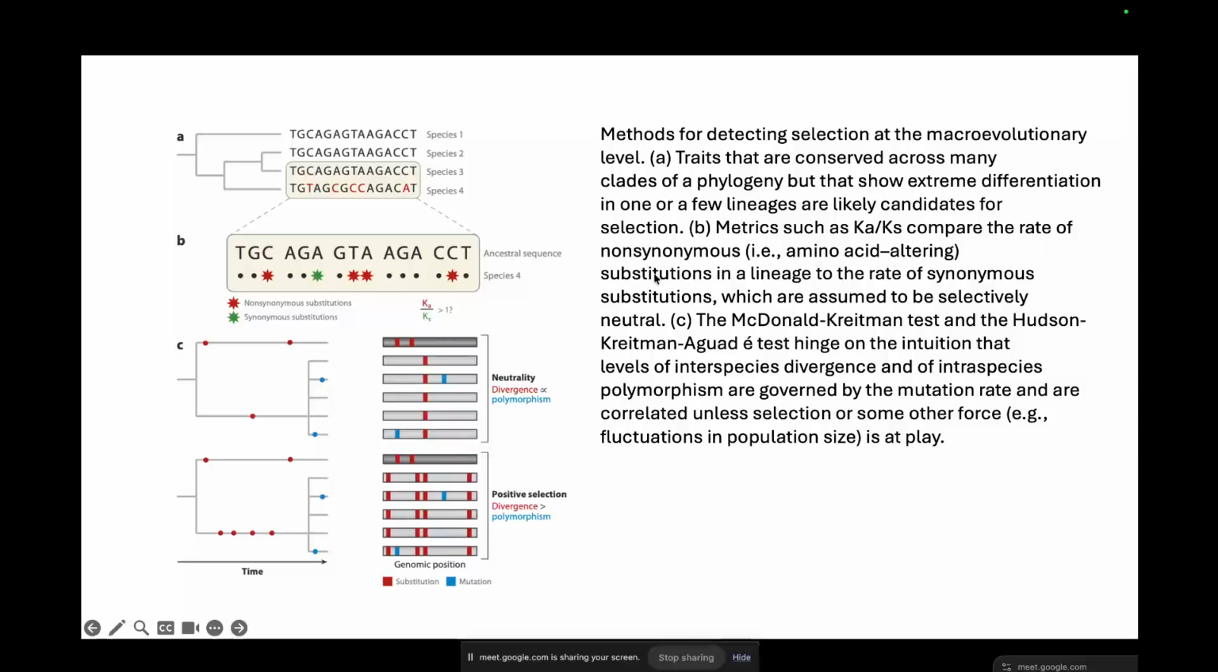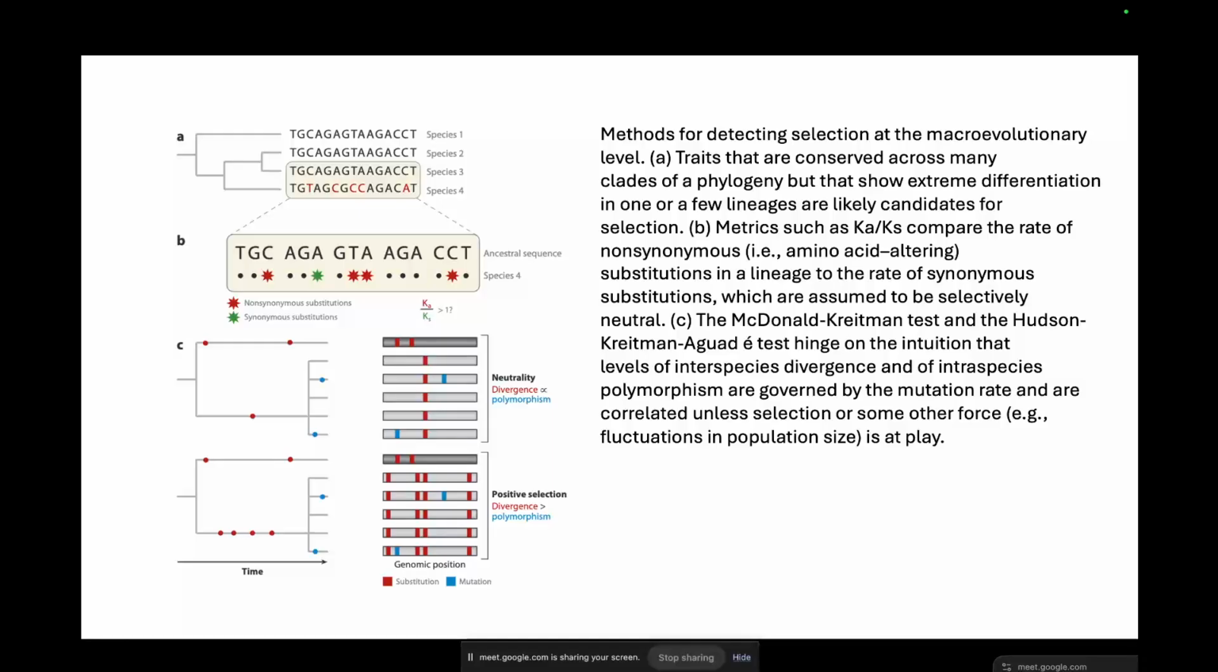as I was saying, comparing the rate of non-synonymous changes, which alter the amino acid, versus synonymous changes, which do not change the amino acid. You can use this, and there are a couple of tests, firstly the McDonald-Kreitman test, which we are going to talk a little bit about, and also the Hudson-Kreitman-Aguadé test. They hinge on the intuition that levels of interspecies divergence and intraspecies polymorphism are governed by mutation rates and are correlated unless selection or some other force is happening.